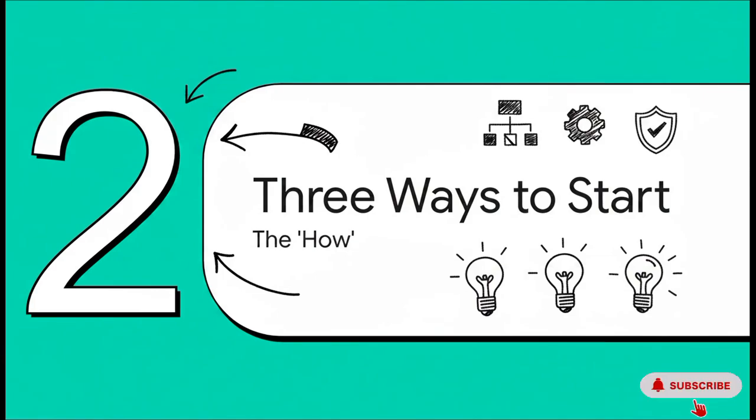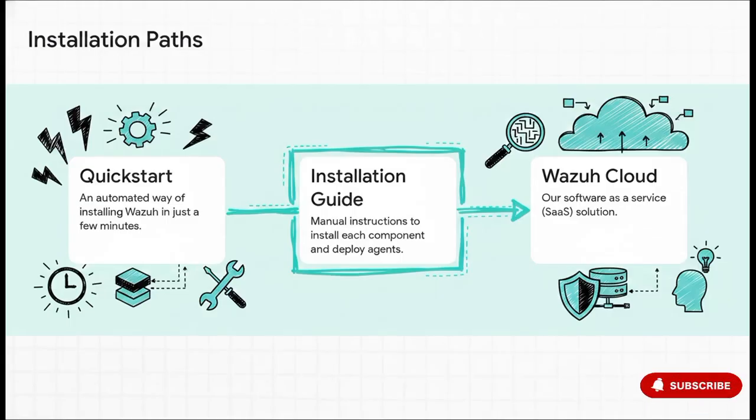Okay, so we've got the what down. Now let's get practical and talk about the how. How do you actually get this thing up and running? You've basically got three main roads you can take, and each one is for a different kind of journey. If you're all about speed, you'll want the quick start. It's an automated script that gets you going in literally minutes. Now, if you're someone who wants total control and you want to get your hands dirty, the step-by-step installation guide is your best friend. But if you'd rather just skip the setup and have someone else manage the back end, there's Wazuh Cloud.